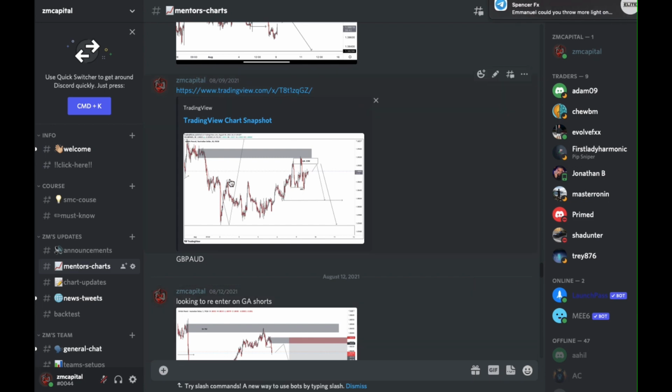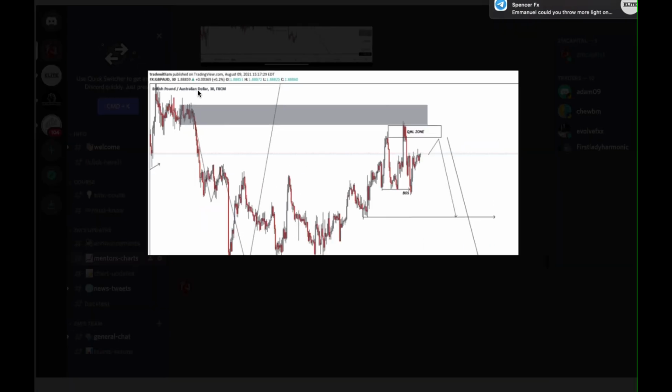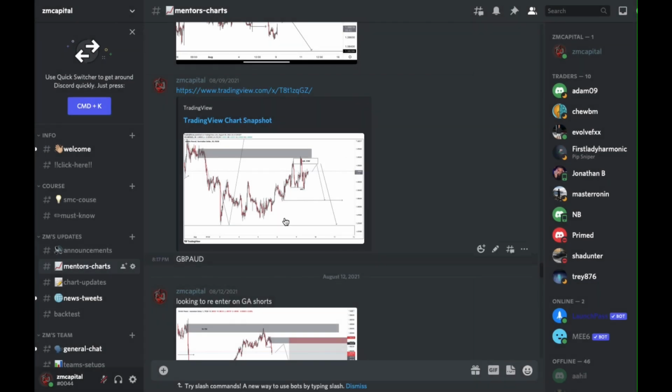Quickly, just before I wrap up this video, I forgot to show you guys the proof that this trade was sent to the team. Now, as you can see here, we have GA right there. That was our initial entry of that 30-minute order block. As we can see, that was the zone, and that was our take profit area, that previous area of demand. So this trade was sent to the team.